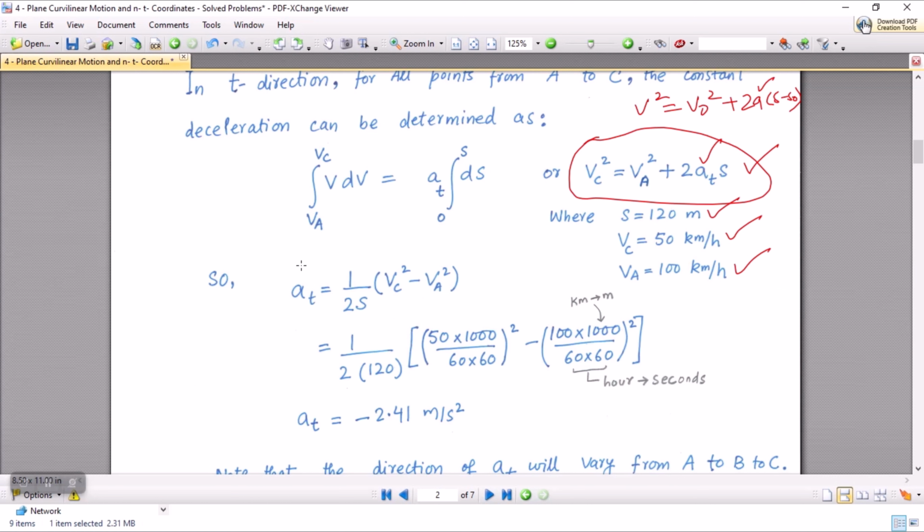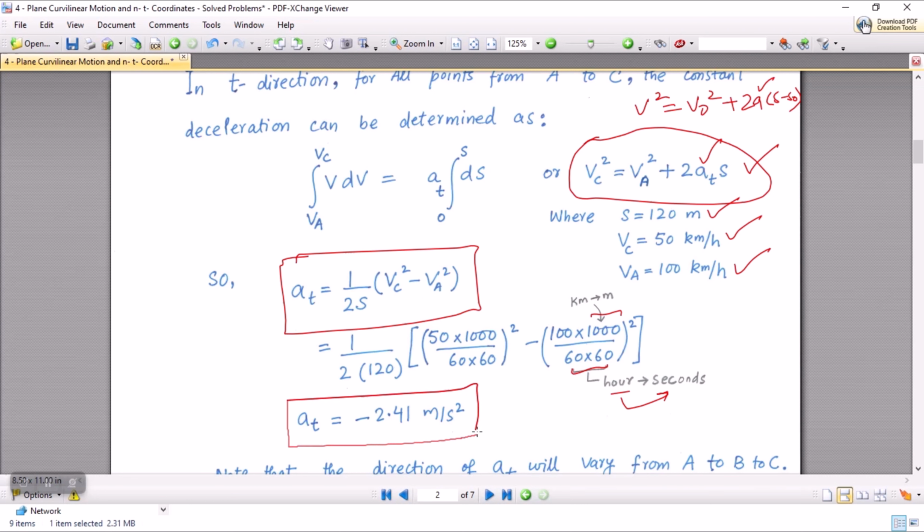So I have rearranged that equation, and I can simply put S as 120 meters. Vc and Va need to be converted to meters per second. This 1000 is the conversion from kilometers to meters, and this 60 by 60 at the bottom is for converting from hours to seconds, right? When I determined A, it turned out to be negative 2.41 meters per second squared.